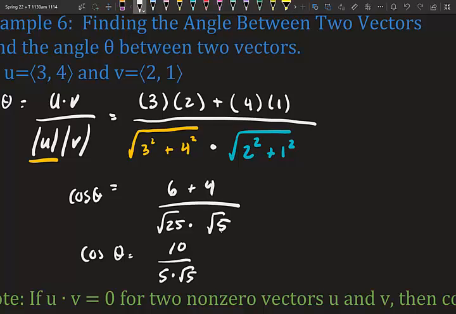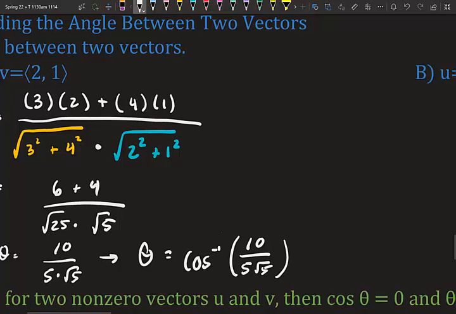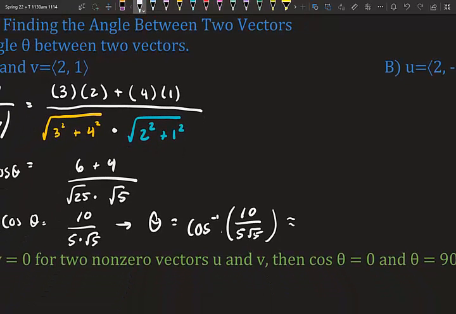Now, we're not trying to simplify 10 over 5 times the square root of 5. We're trying to find the cosine. We're trying to find theta. So we don't need to simplify our fraction. From here, we know to find theta, we're going to take the inverse cosine of 10 over 5 square root of 5. So you plug that into your calculator, and you should get about 26.57 degrees.